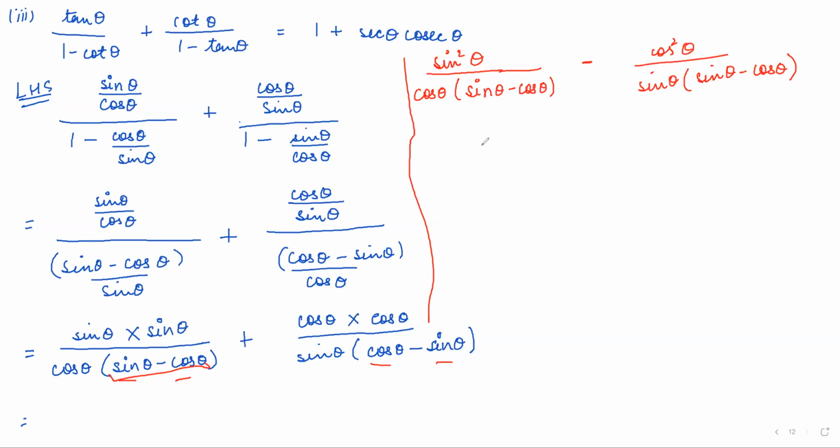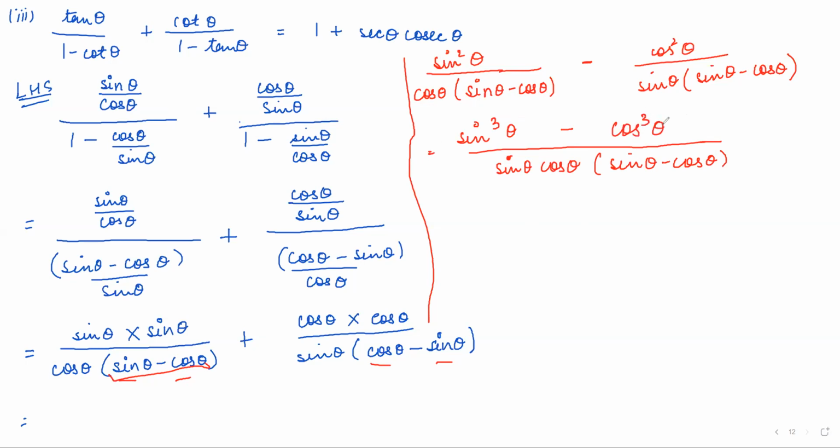So again, now take LCM because I have the same things in the denominator. The LCM will become sine theta into cos theta and then this bracket sine theta minus cos theta. Now cos theta and this bracket are already there, only sine theta will be multiplied with the numerator, so it will become sine cube theta. Minus. Similarly, sine theta and this bracket are already there, only cos theta will be multiplied. It will become cos cube theta in the numerator.